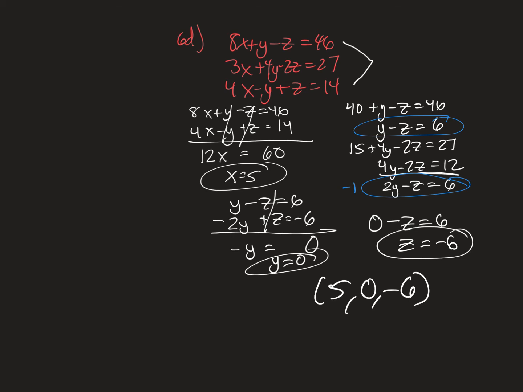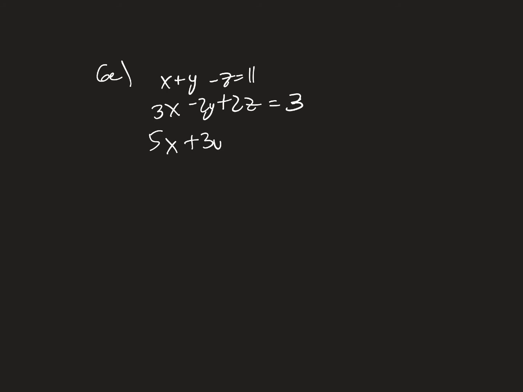Okay, so let's do another problem because that one just happened to turn out that we got this nice point. But let's see what happens if it's not so nice. So let's go on to 6e. Okay, so 6e, here's the system. We've got x plus y minus z equals 11, 3x minus 2y plus 2z equals 3, and then 5x plus 3y minus 3z equals 43.